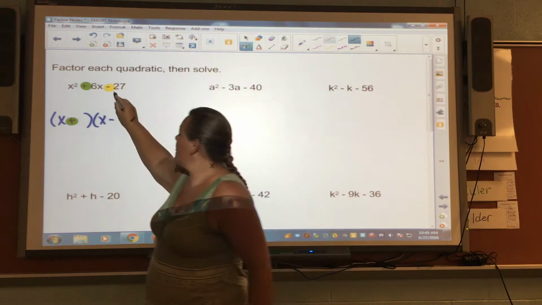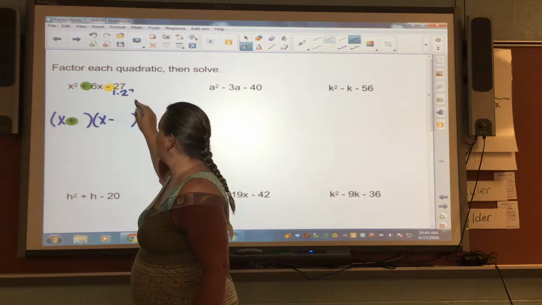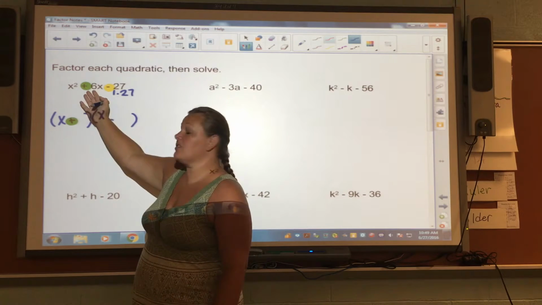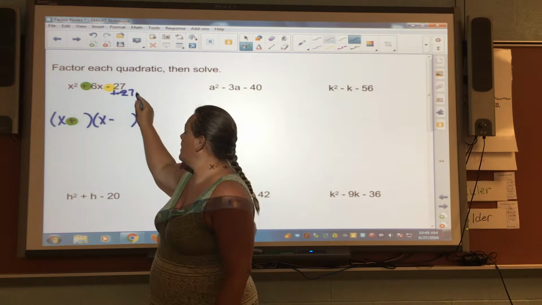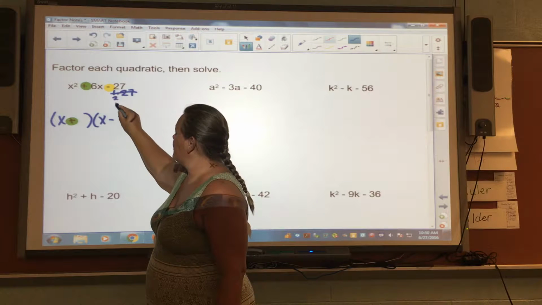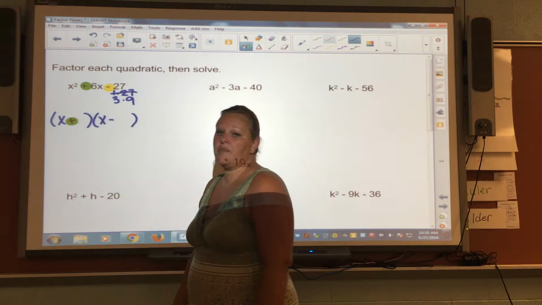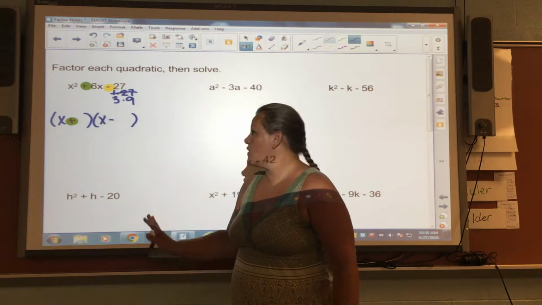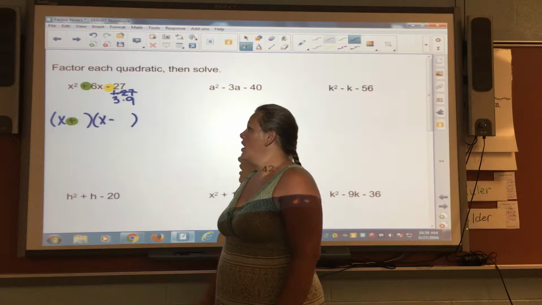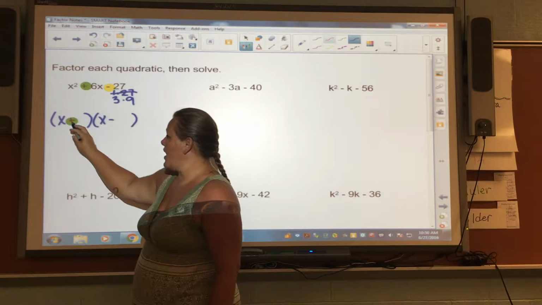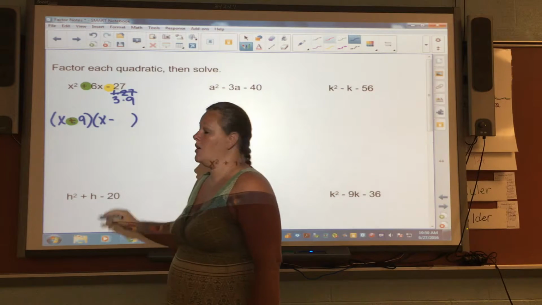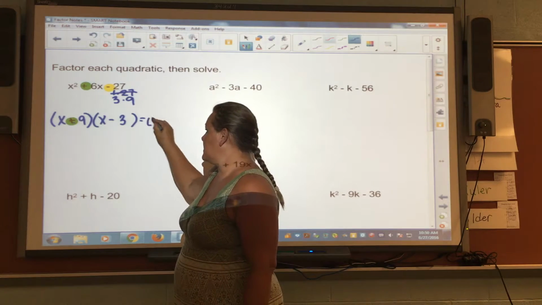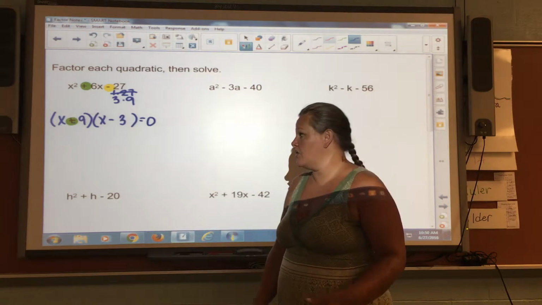Let's think about it. 1 times 27 gives us 27, but remember we're subtracting, so that gives us 26, not 6. I have 3 times 9, and 9 minus 3 does give me 6. So we found our combination there. And remember, our biggest number 9 needs to go with the plus sign, which leaves the 3 with the minus sign. And set it equal to 0 so that we can solve.